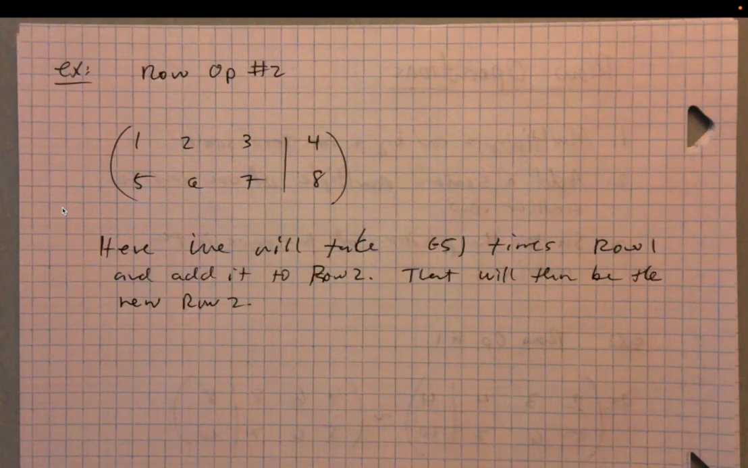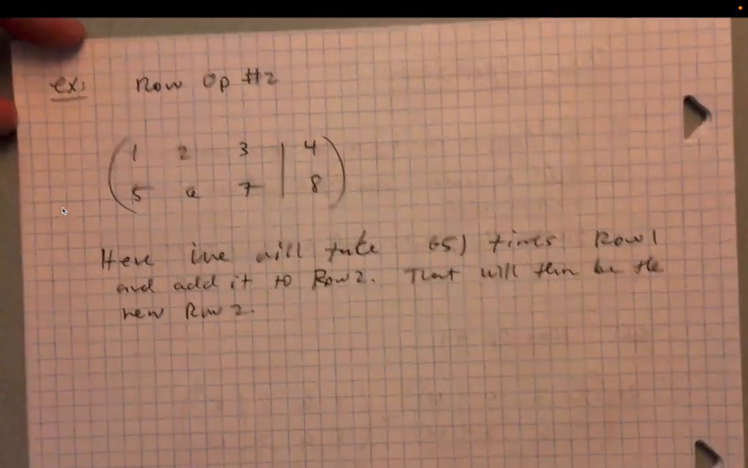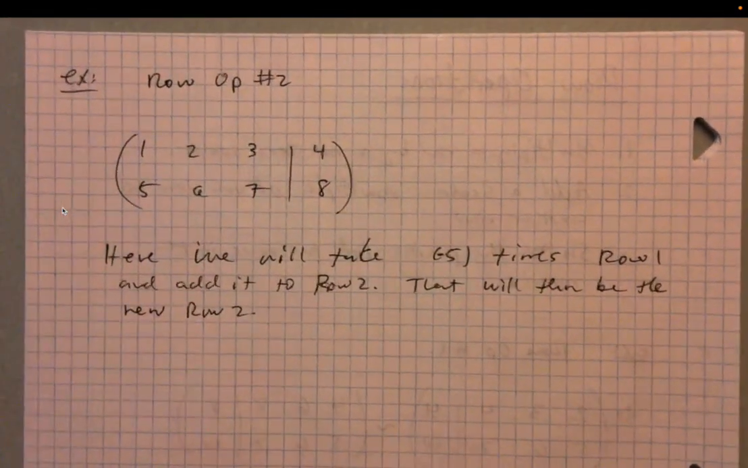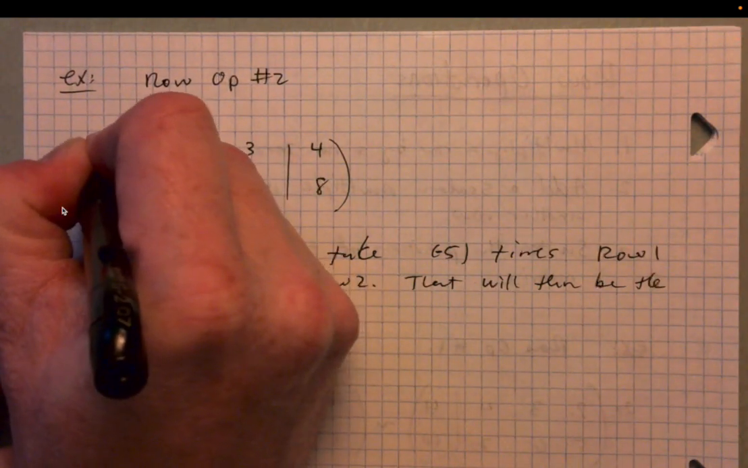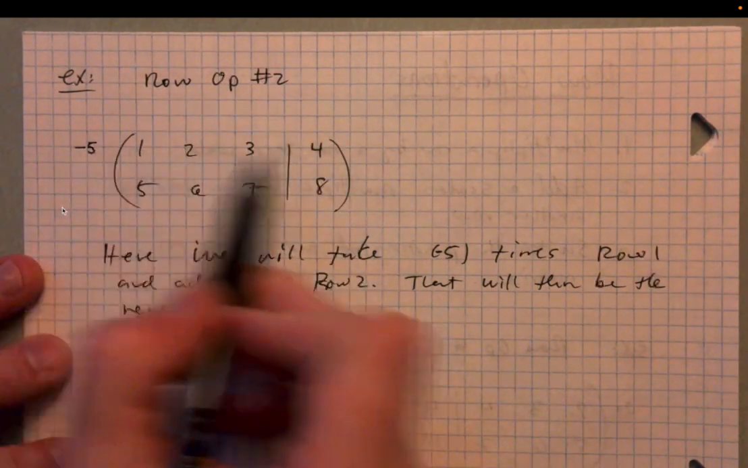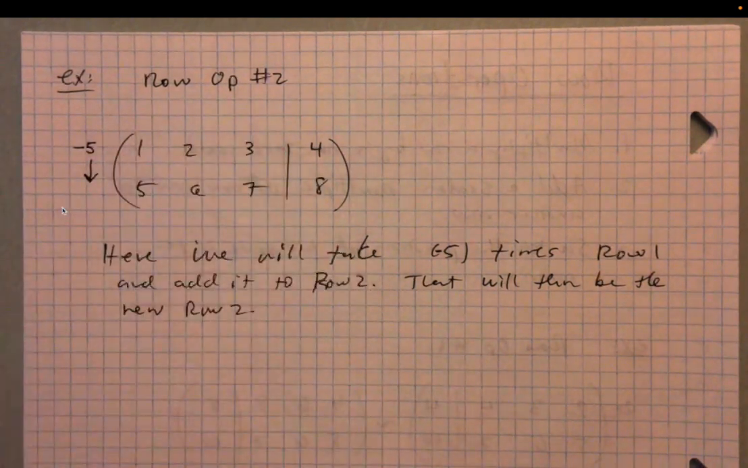So here we will take -5 times row 1 and add it to row 2. You can notate this however you want. There are a lot of different ways to notate. I like to keep it simple, but of course I have had more practice here. The way I do it is I put the -5 on the row that I'm going to multiply, and then I indicate which row I'm going to add it to by this little arrow.